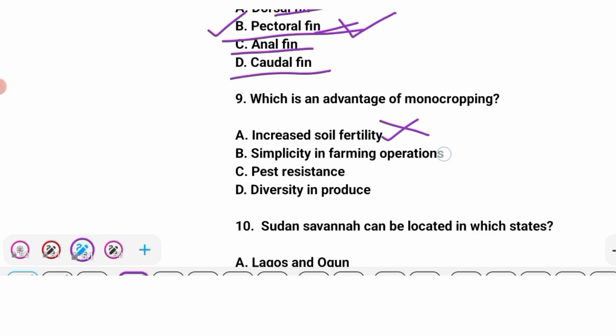Next one is simplicity in farming operations. This might be the answer because if you are planting a single crop, then you already know the things you need to make your farming operations easy. The next one is pest resistance. But is it possible to be planting a single crop and have pest resistance? The answer is no, because if you're planting a single crop, the pest that affects that crop will be much on the farm. Most of the plants will be affected by the same pest. This one cannot be the answer. Next, diversity in produce. There's no diversity in produce because you are planting the same thing, so there cannot be diversity. So the answer is option B.